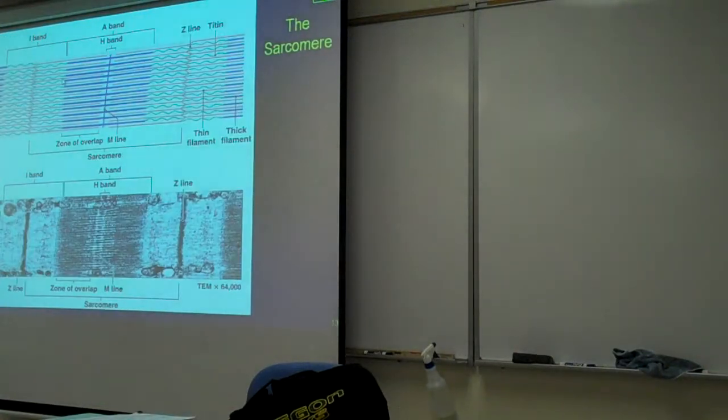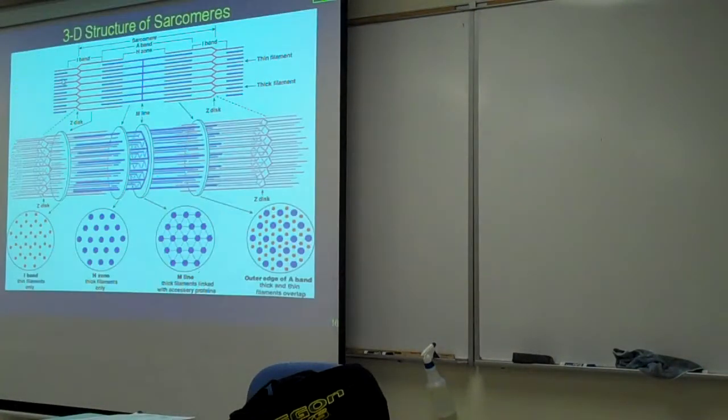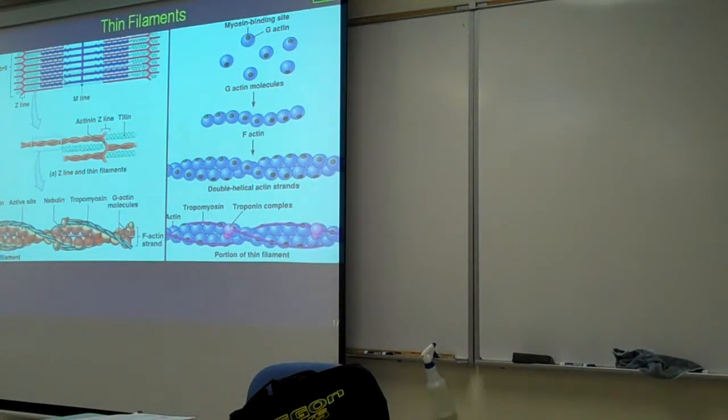What else do you find in a thin filament? Tropomyosin? Nebulin is a structural protein that the F-actin is wrapped around. The thin filament's got everything: structural protein, contractile protein, regulatory. So what are the regulatory? Troponin and tropomyosin.